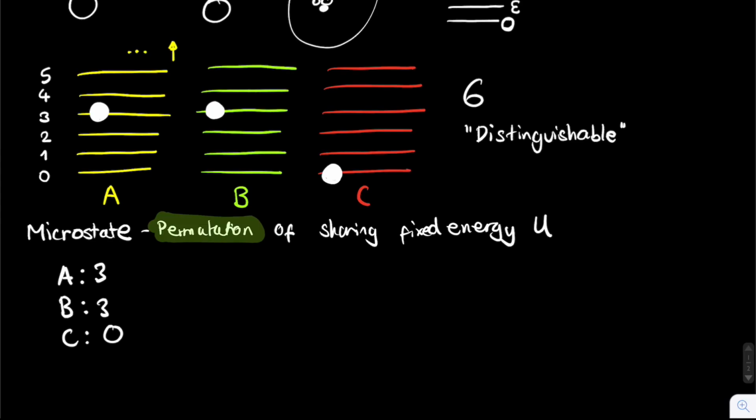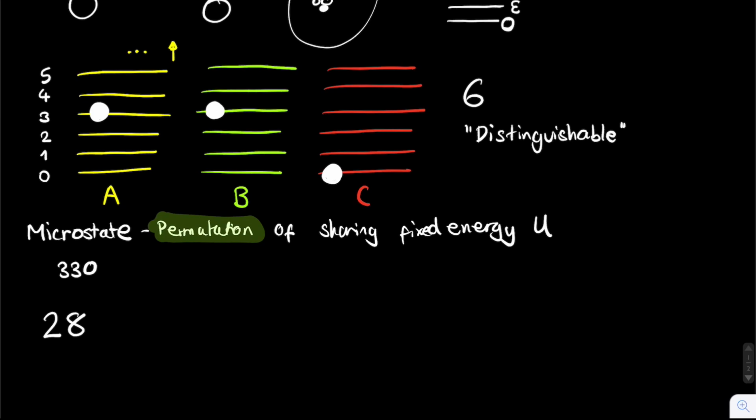And a microstate is a permutation of sharing a fixed amount of energy U. So I've drawn out one microstate. This 330 microstate, we can just give it a temporary label. We can just call it 330 right here. And you can probably go through and work out all the different microstates of sharing this amount of energy. And if you do that, in this case, you've got 3 systems and you're distributing 6 units of energy, then you'll actually find that there are 28 different microstates.